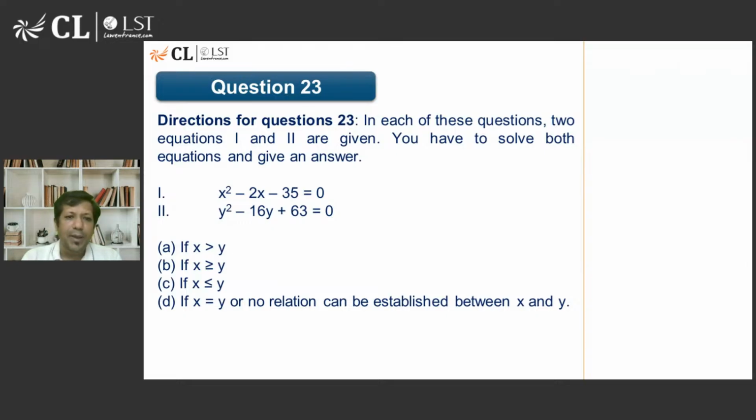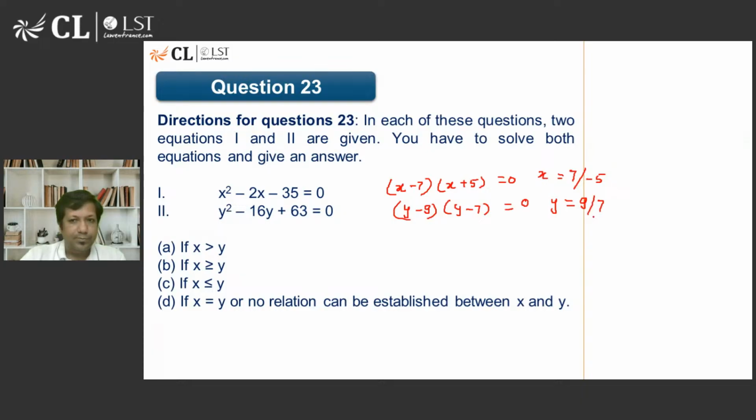Now these kind of questions are back. Now let's see what it says. It says x square minus 2x minus 35. So I can say x minus 7 into x plus 5. Just factorize it. So this gives us x is equal to either 7 or minus 5. This is y minus 7 or y minus 9. So what is the value of y? y is going to be 9 or 7.